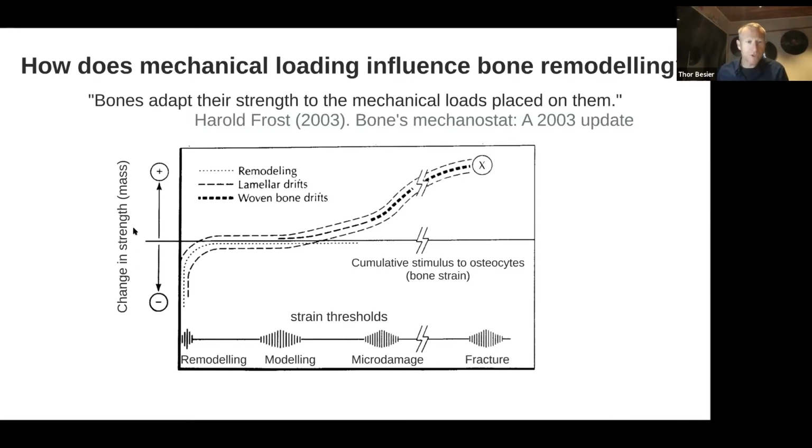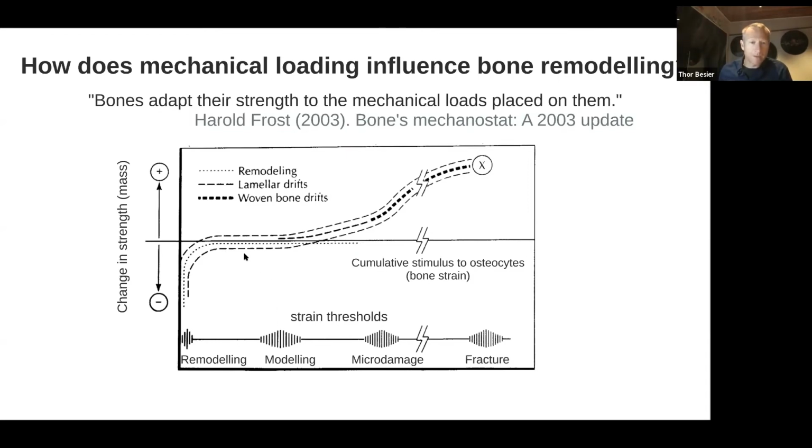And the response here is to change. And the change in bone that we see has initially been identified as a change in mass, but more recently, the term strength is being used here. And I'll get to this in a little bit in terms of why we use strength maybe instead of mass. But essentially, to orient you to what's going on here, we have some sort of stimulus along this x-axis.